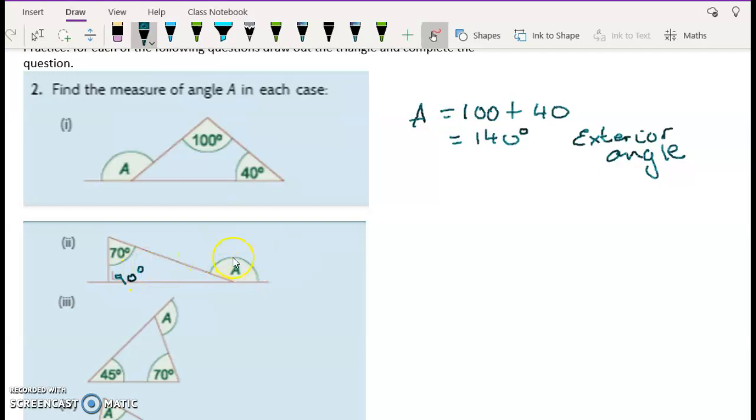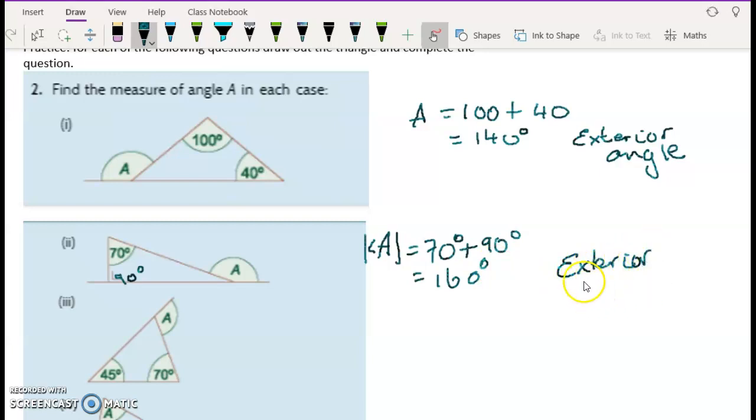So my external angle is equal to the sum of these two. So here I can say that the size of the angle A is equal to 70 degrees plus 90 degrees, which equals 160 degrees. Exterior angle. Okay, better put this in as well.